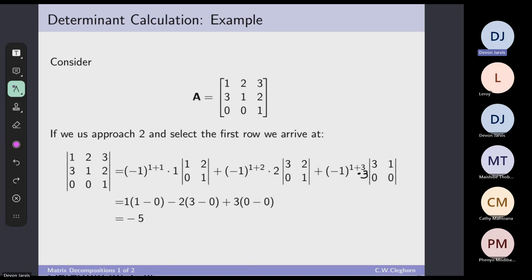So if we use approach 2 and select the first row, you arrive at this term here. Okay, so we're expanding along the first row. So this is term 1, 1. You take minus 1 raised to the power of 1 plus 1, so 2. So that gives you a positive value. You take its term, put it in there, and then multiply by the determinant of the matrix that remains. So 1, 2, 0, 1.